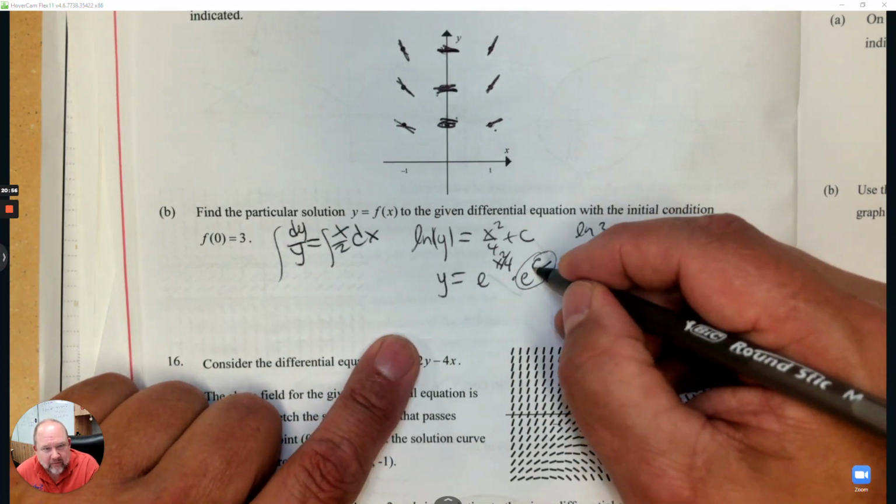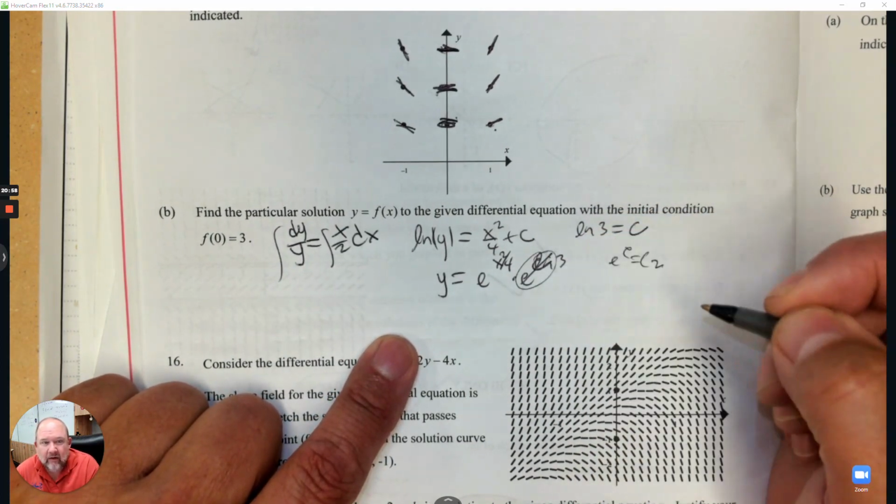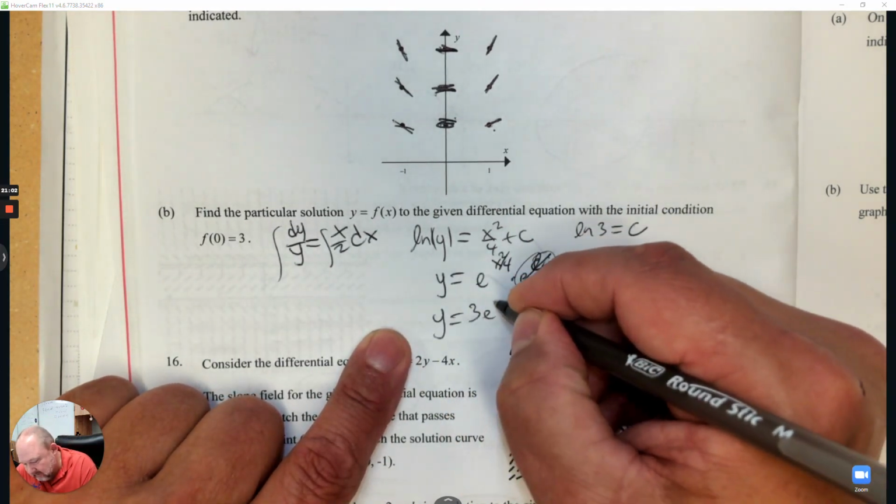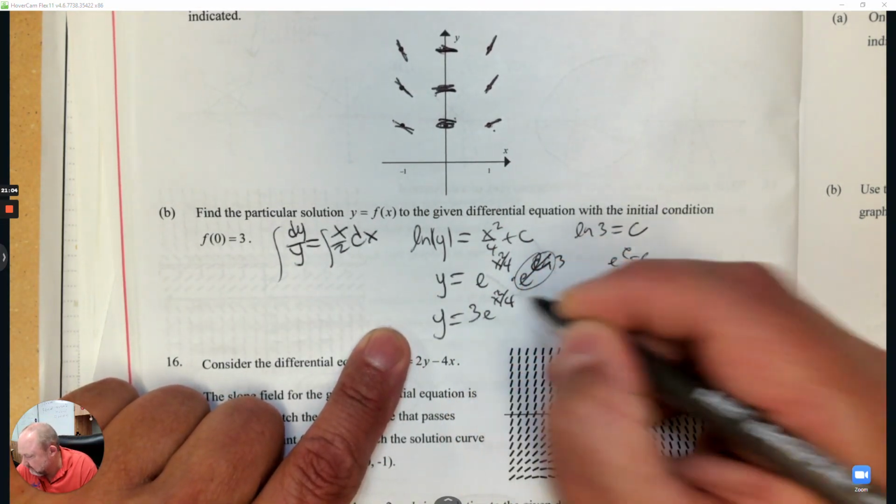Well, we already know what c is. Sorry. So it's ln 3, right? So we can do that. e and ln cancel out, so it's just 3. So then I get y equals 3 times e to the x squared over 4.